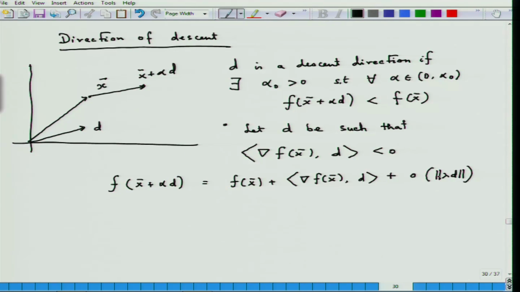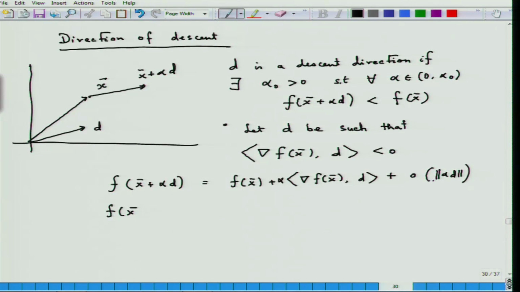When you have order of norm of lambda of d, this is the same as order of lambda. So, I can write this as f of x bar. Of course, there will be an alpha. Not lambda d, sorry, I am making a mistake, this should be alpha d. Now, if you take the small o of alpha d, this is the same as alpha norm d, because alpha will come out, it will be the same as o of norm alpha.